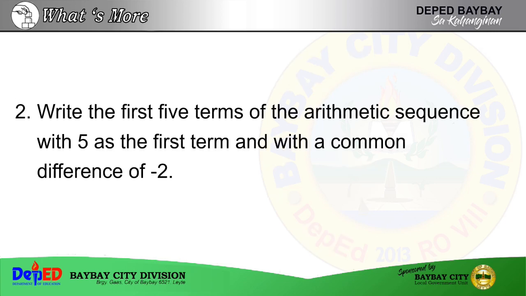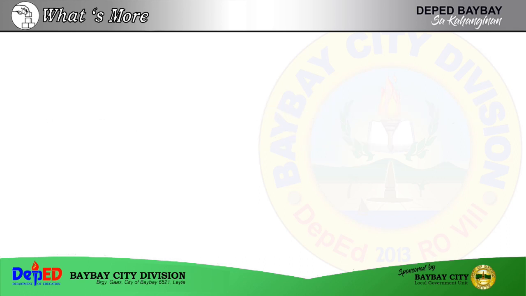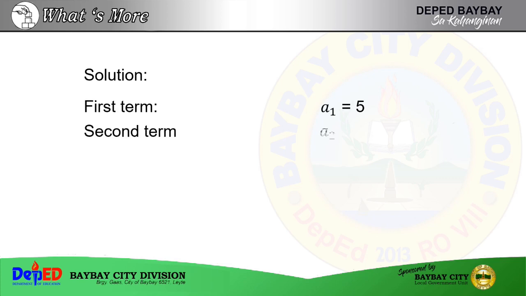Number 2. Write the first 5 terms of the arithmetic sequence with 5 as the first term and with a common difference of negative 2. To get the terms, we will add the common difference or the constant to the preceding term. Given that our a sub 1 is equal to 5, for the second term we will have a sub 2 is equal to a sub 1 plus quantity negative 2, which is 5 minus 2. Second term is equal to 3.